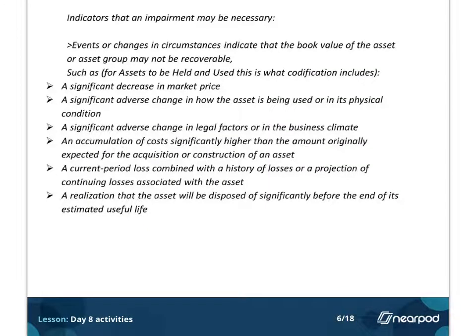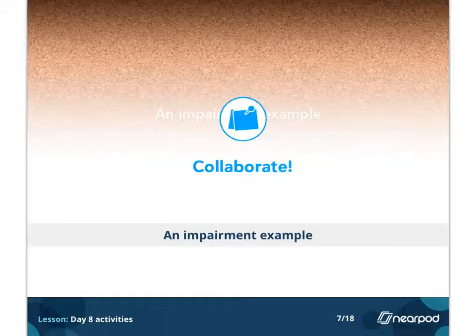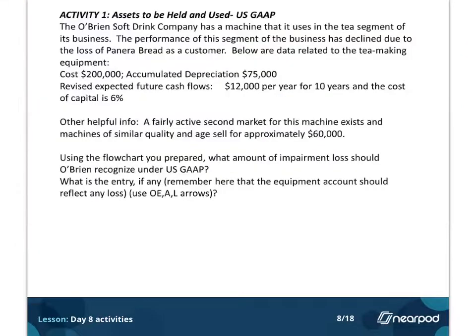This slide just gave you some information about when GAAP says an impairment may have occurred. It's not an exhaustive list, but it's just giving you some examples of things. All right, an impairment example, we talked about McGraw-Hill and how they had to change things because ebooks replaced most people's hard copy books.